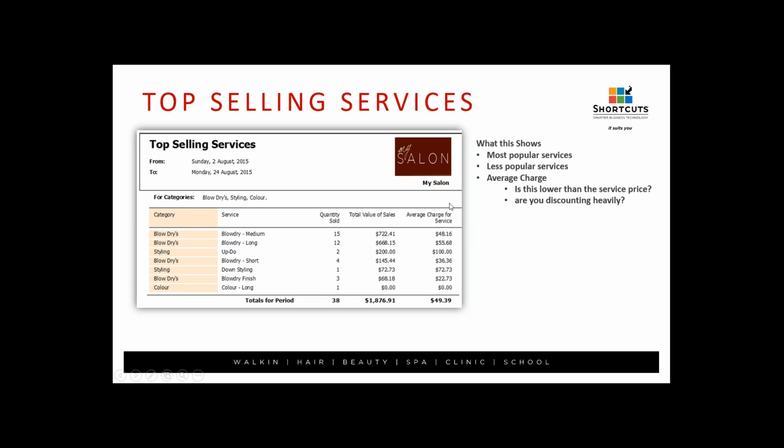This can be a really great report to be running for the previous month, because say, for example, I know that that blow dry medium, the price of that service is actually $60. If I notice that the average charge for that service for the period is significantly lower, that may indicate a lot of discounting happening.